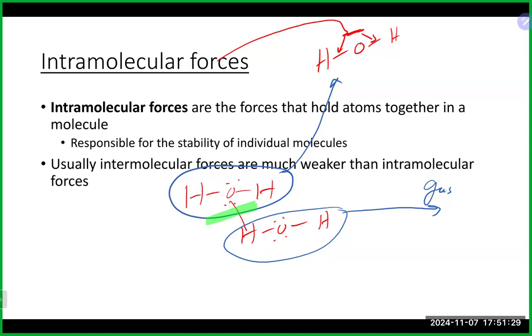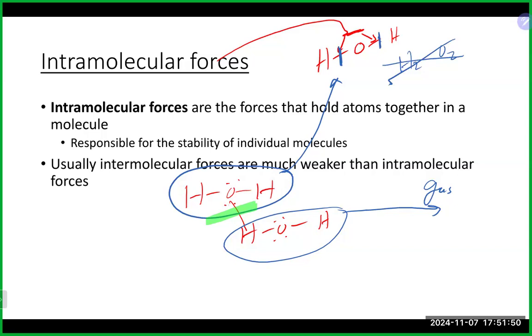Now, if it was opposite and the intramolecular forces were weaker than the intermolecular forces, what that would mean is when you would heat something like water, you would actually break these bonds first, and that would create hydrogen gas and oxygen gas, which is not a good thing. And we know that doesn't happen.